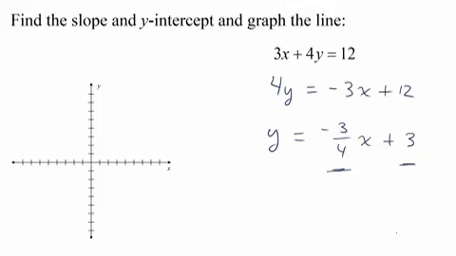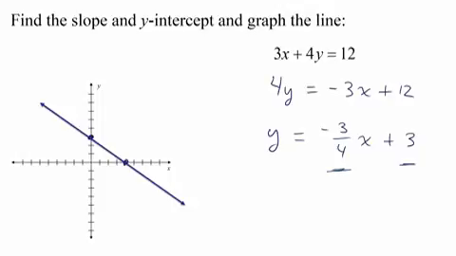To graph the line, we'll start by plotting the y-intercept, which is at positive 3. Then from that point, we'll use the slope, which says we go down 3 units and to the right 4. And now we'll draw a line through those 2 points.